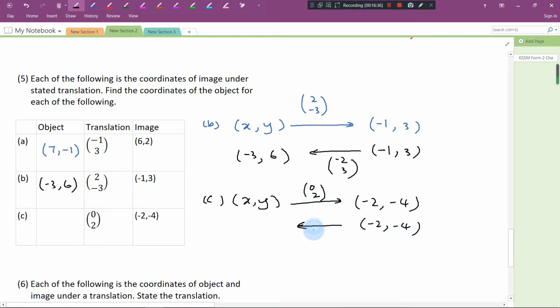Okay, I write over here. 0 will still remain unchanged. +2 will become -2. Okay. -2 plus 0 will still remain unchanged, -2. -4 minus 2, -6. -2, -6. Okay, let's double check. -2 plus 0, -2. -6 plus 2, -4. Okay, correct our answer.